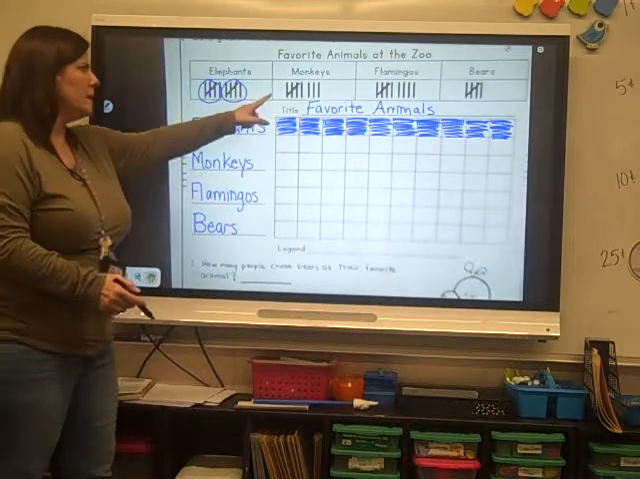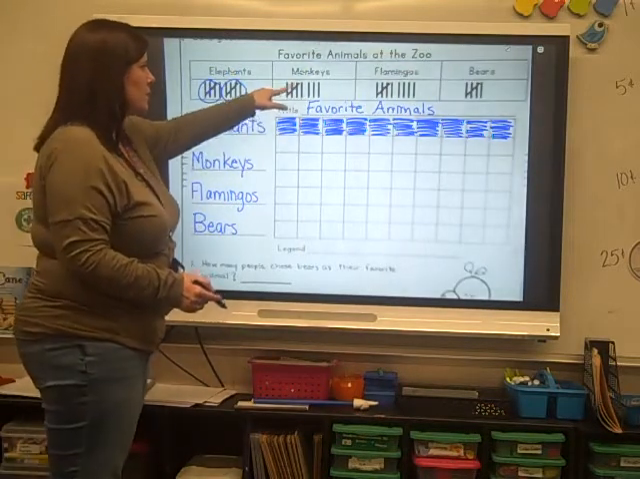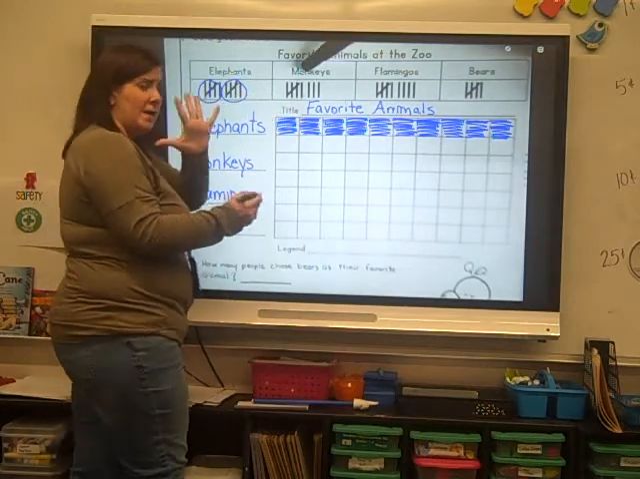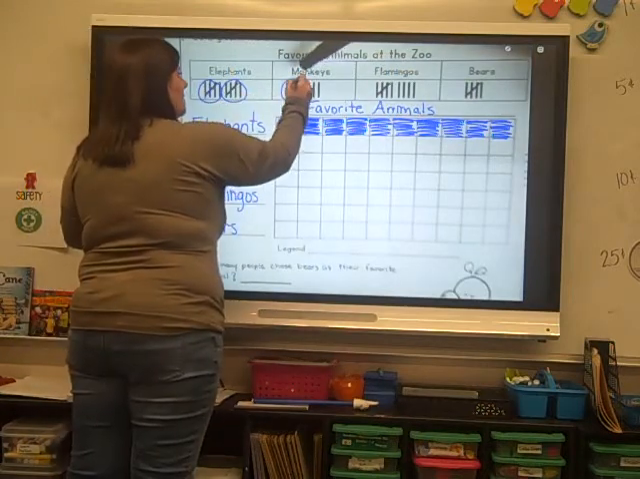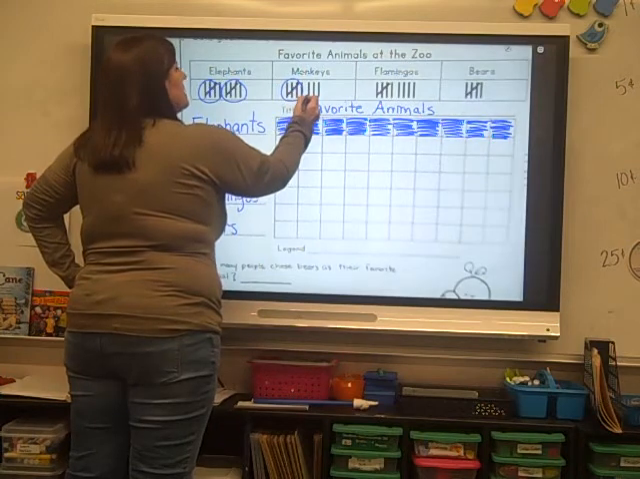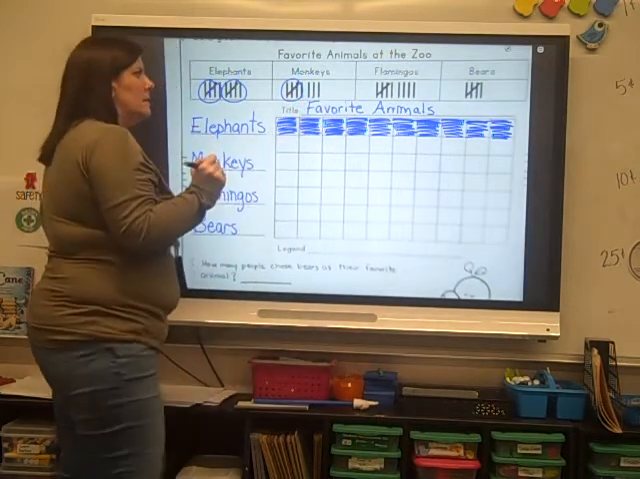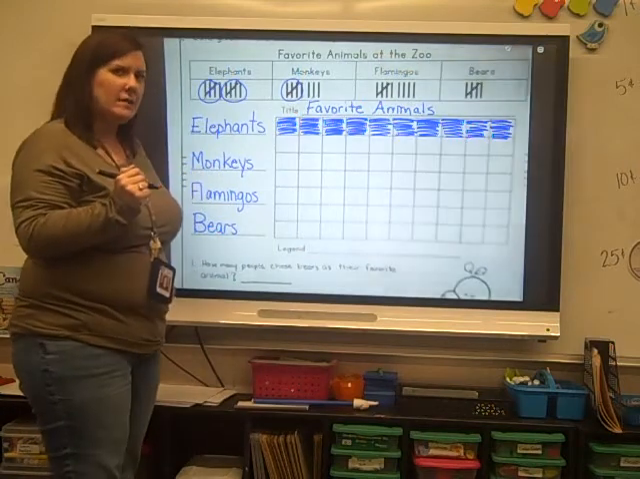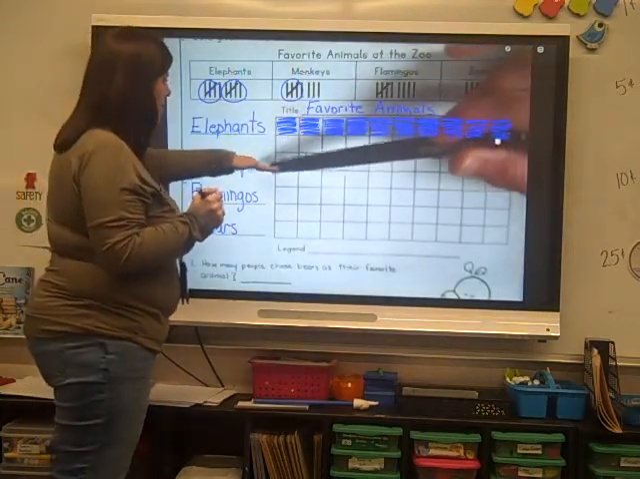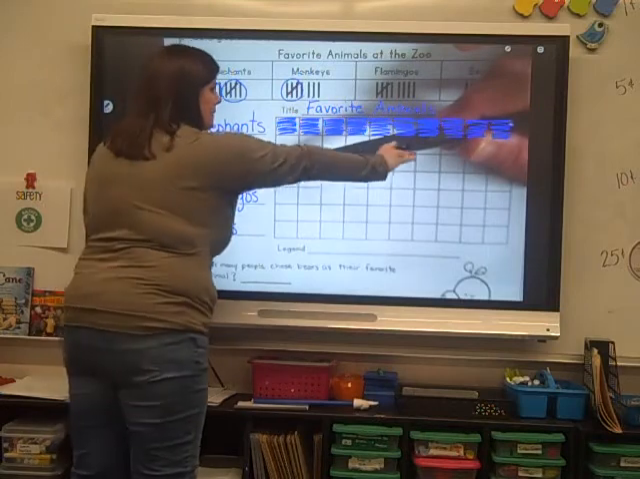All right, let's look at the monkeys. Oh, I see there's a group that's crossed. So that's a group of 5. So here's 5. Let's count. 5, 6, 7, 8. So the monkeys have 8 votes. Skip this line and come down to this one and do 8 votes across.